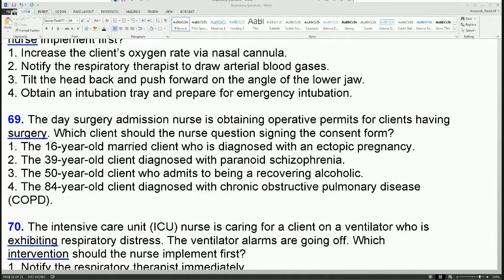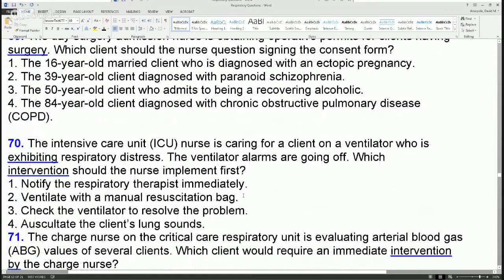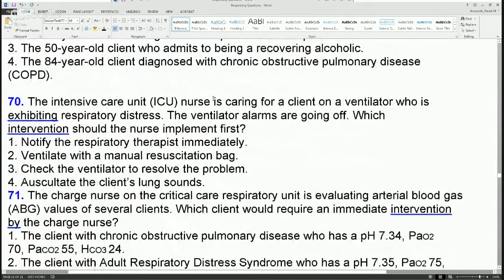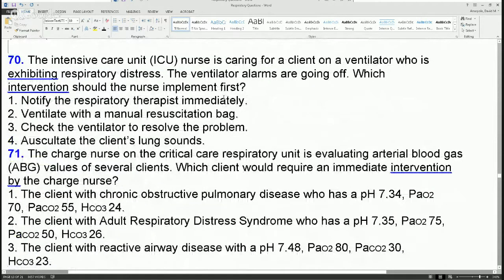It's all right. So, again, we're all in respiratory right now. Christy, the ICU nurse is caring for a client on a ventilator who is exhibiting respiratory distress. The ventilator's alarms are going off. What intervention should you implement first? Two. No. What? We had a question just like this. Well, you weren't with us in respiratory. Then 3. It is 3.